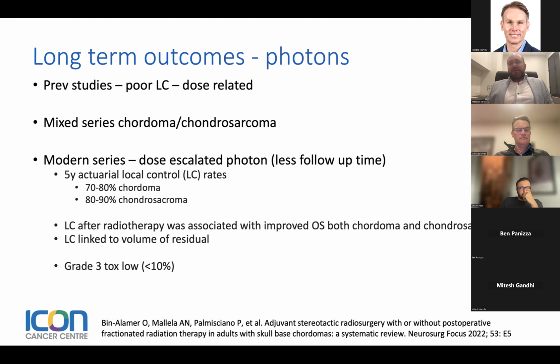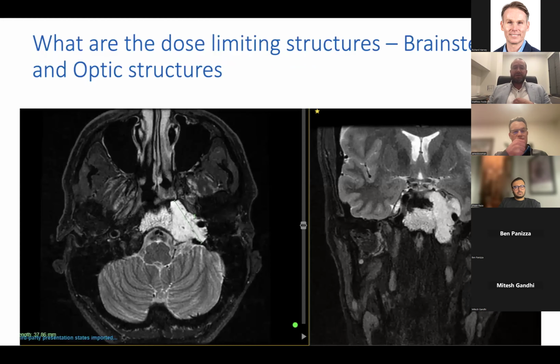If you look at the photon data, there's actually a lot of data out there, and the early data shows pretty poor local controls. But it's, once again, mixed series. But when you look at the modern series, where you're getting equivalent doses above 70 gray, you'll find local control rates very similar to that of the proton literature. Once again, similar results: local control is associated with overall survival, and local control is linked to volume of residual disease. Grade 3 and above toxicity is very similar to the proton data, at less than 10%.